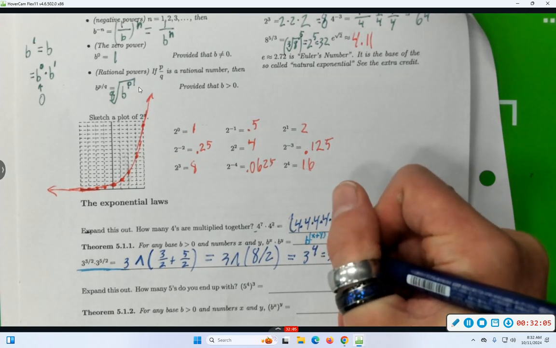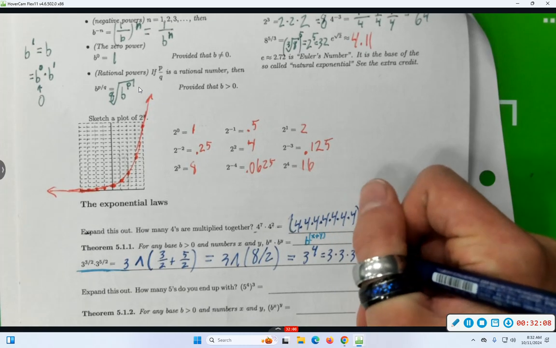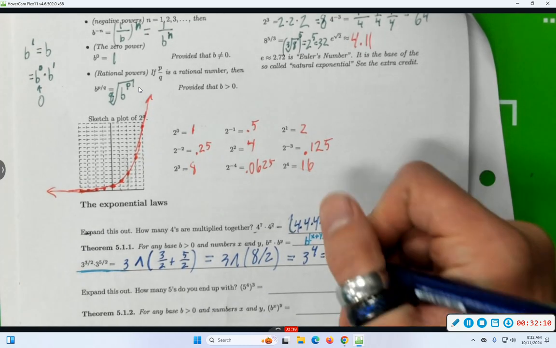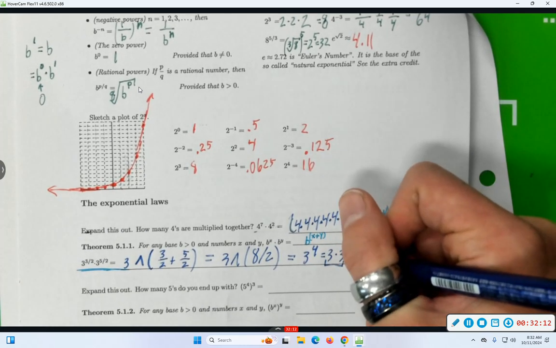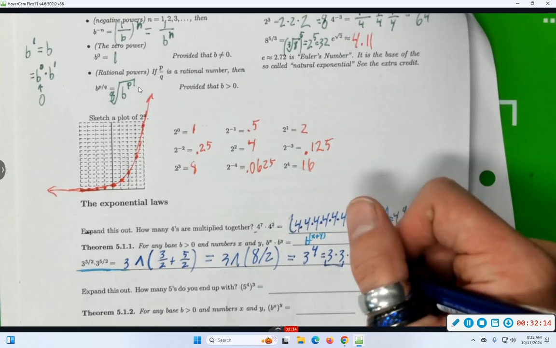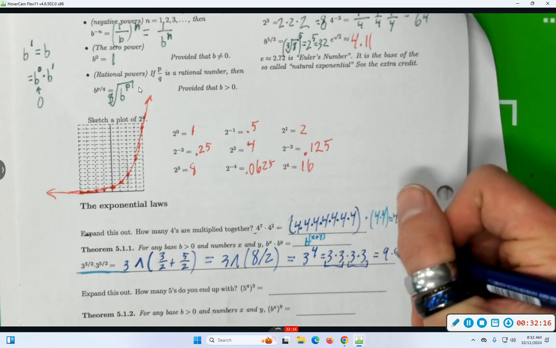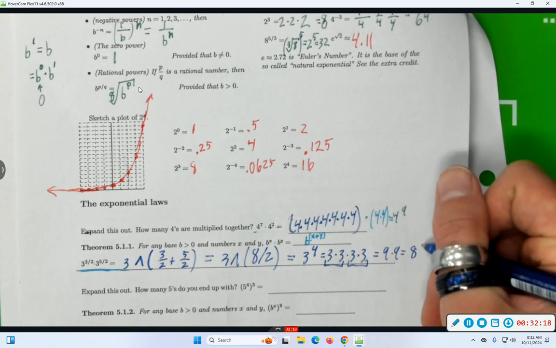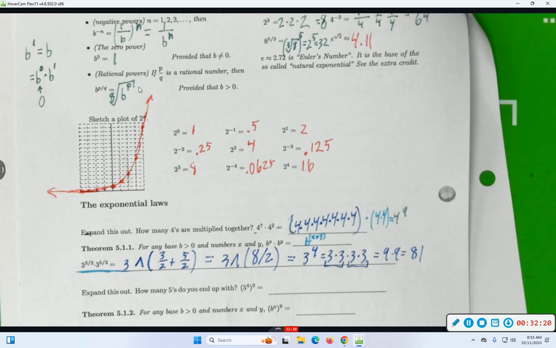Equals 3 times 3 times 3 times 3. And I think we can walk that out, because what's 3 times 3? 9. Nice. So there are 2 sets of that. So 9 times 9 is? Awesome. So we can compute that by hand directly without a machine. It's always nice when that walks out.